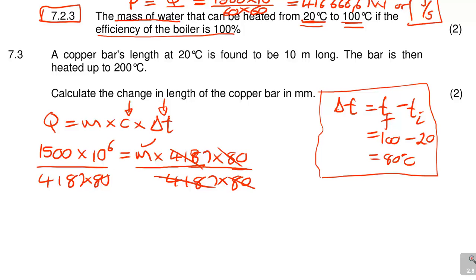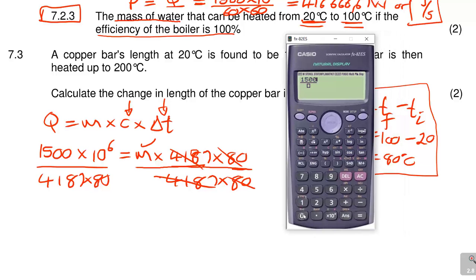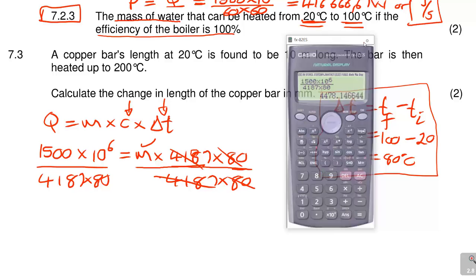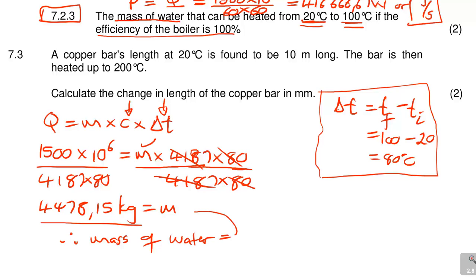So if I use that in this case, it will be 1500 times 10 to the power 6 over 4187 times 80. You can see the answer is 44,478.15 to two decimal places. And remember, I'm looking at M for mass, and it is measured in kilograms. So you can conclude and say, therefore, the mass of water is equal to that figure. So that is how you can find that. I hope this makes sense.